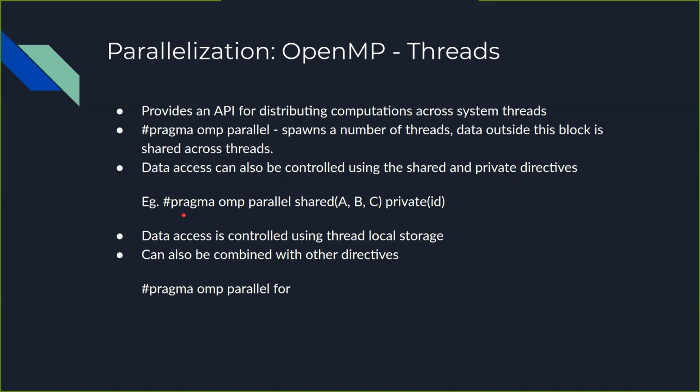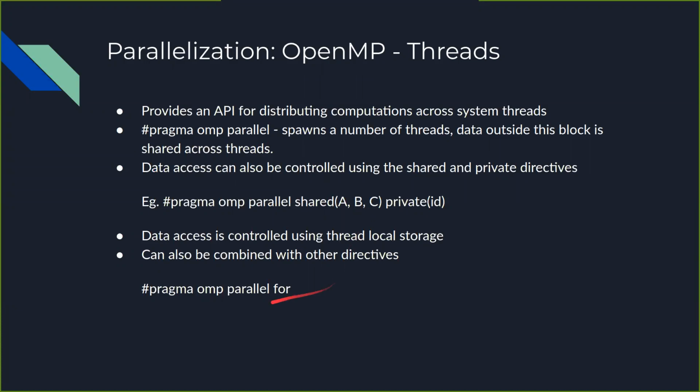OpenMP also provides some constructs to manage data access. So if you want to declare new shared variables which will be shared across the threads, you can use this pragma OMP parallel shared construct, and there is a private construct which will make that variable private to each thread.